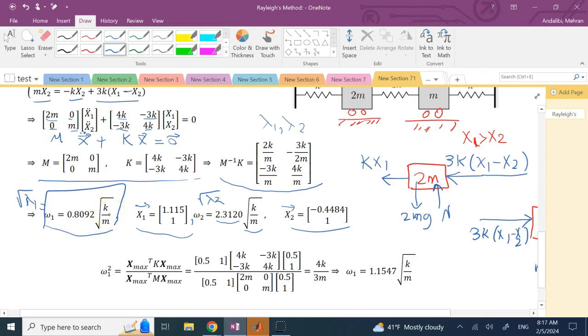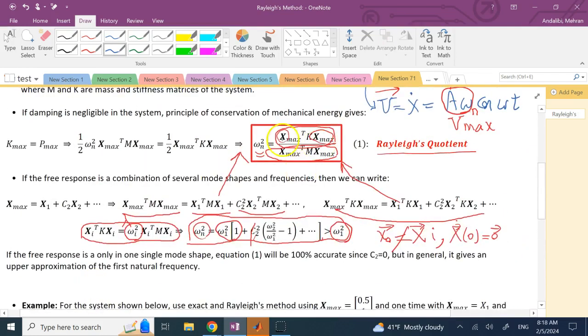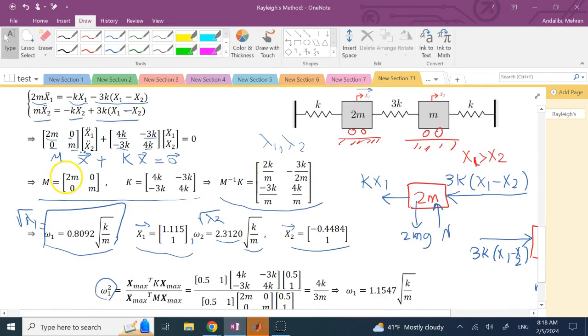The first frequency, the fundamental frequency, is that number, depending on how much k and m are. Now let's go ahead and apply the Rayleigh quotient and see what value we get for omega 1 squared. So the formula was what? x transpose k x over x transpose m x. And so we don't have this x max, we don't know it, so we're just going to put some number for it, some vector for it, and see what we get.